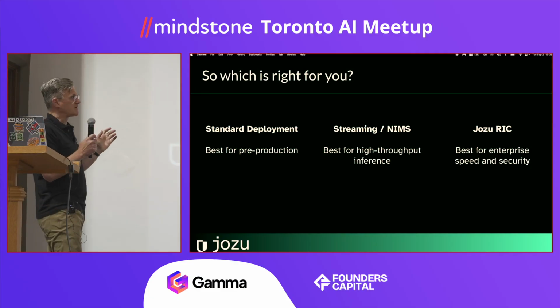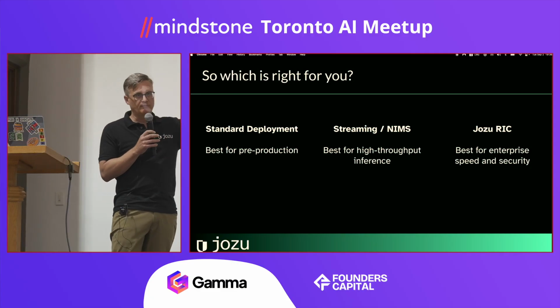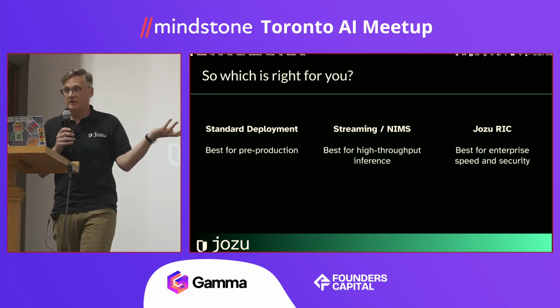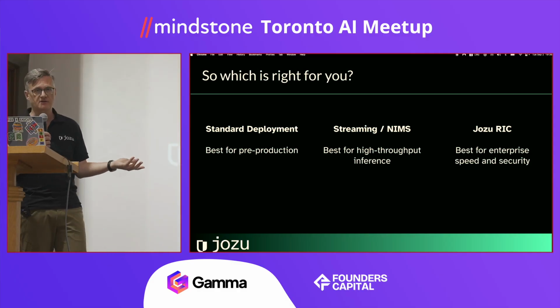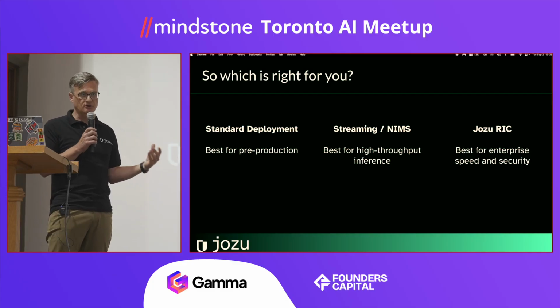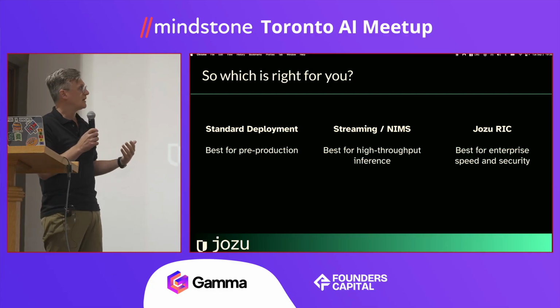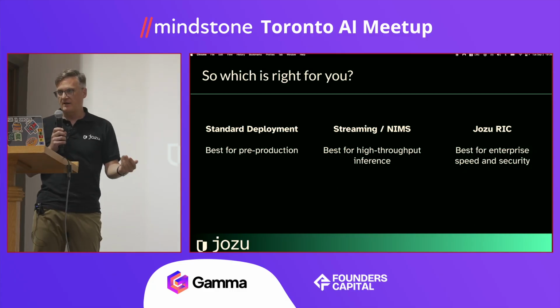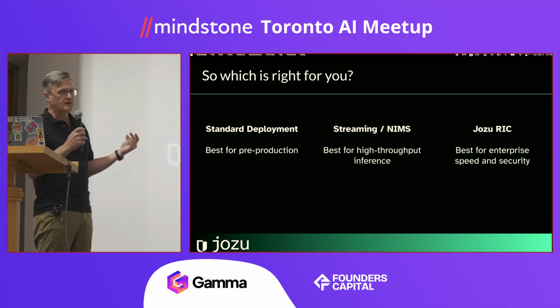So obviously I'm slightly biased. The RIC, we built it, and the reason why we released it is because it is significantly faster, and that has a lot of value, especially during training or iterative cycles. But it is more complicated, obviously.